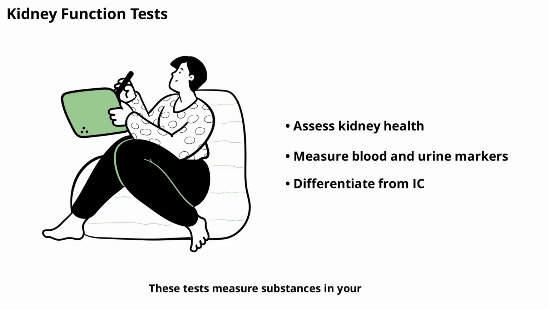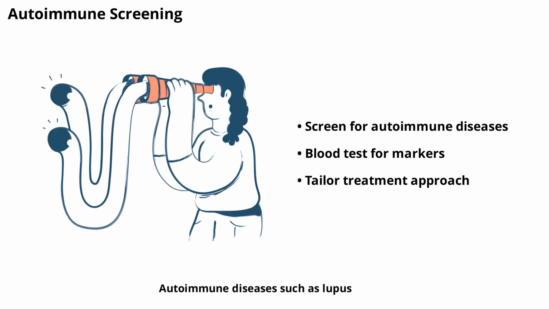These tests measure substances in your blood and urine that reflect kidney health. Abnormal results could indicate a kidney problem rather than IC, guiding the doctor toward the correct diagnosis and treatment plan. Autoimmune diseases, such as lupus, can sometimes cause bladder symptoms. The doctor may order blood tests to screen for autoimmune markers if there are signs of systemic illness. Identifying an underlying autoimmune condition is important, as it requires a different treatment approach than IC.